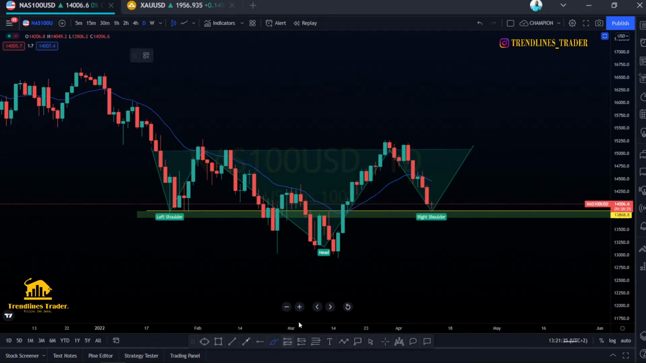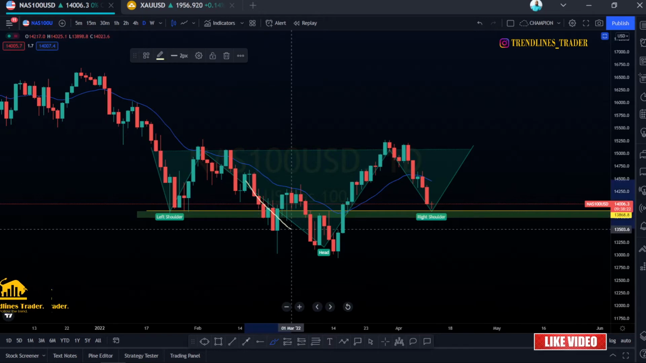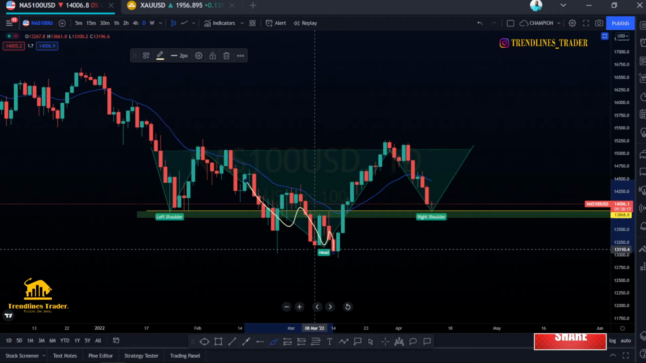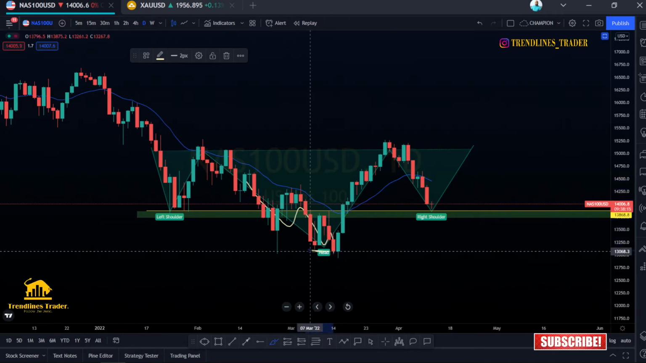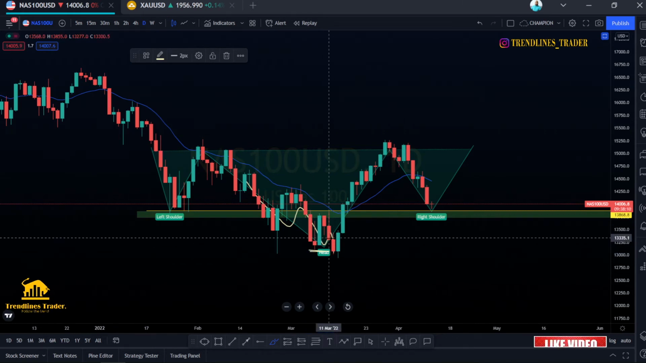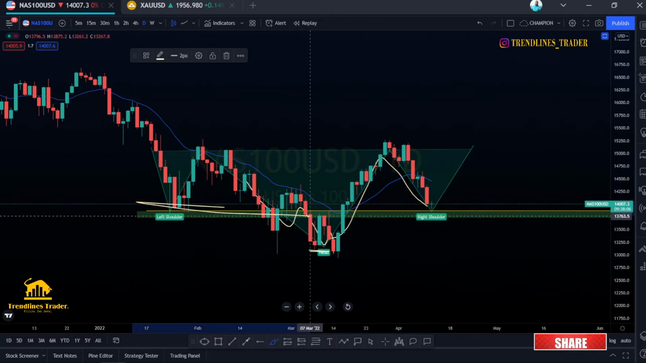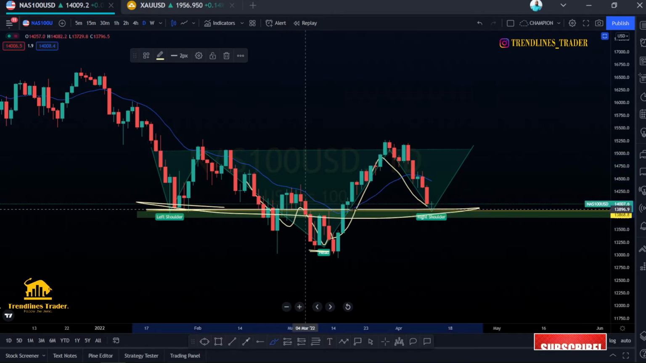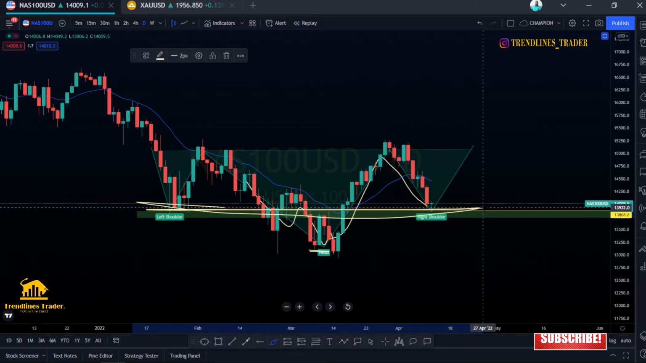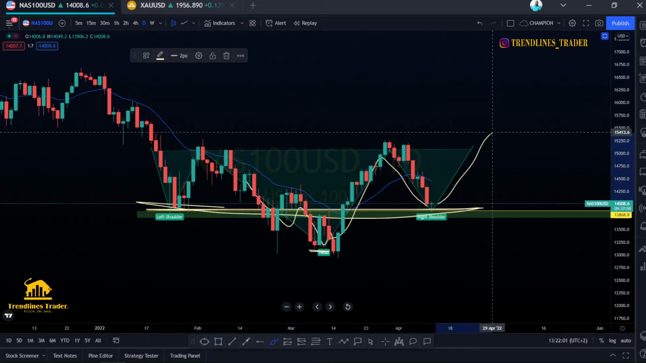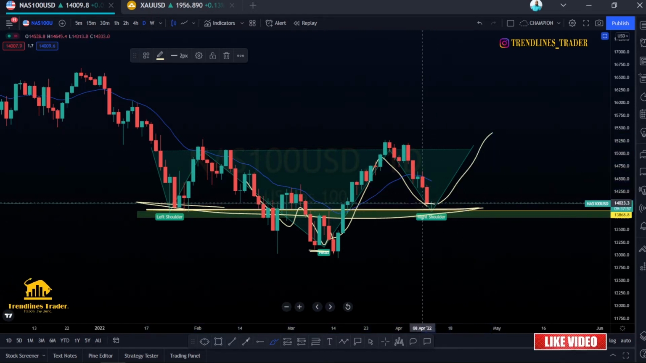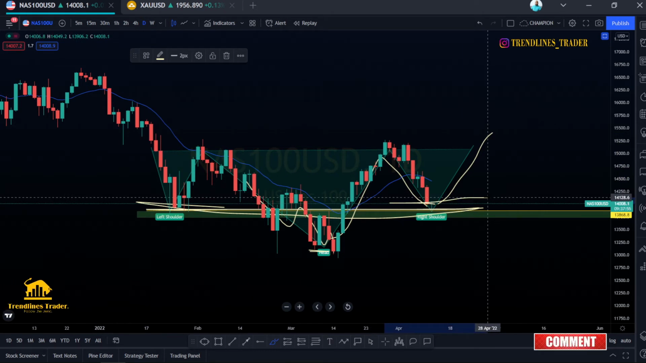Look at this. The price came in, pushed towards the downside, didn't manage to break or create a lower low, and now the price pushed towards the upside, came back to retest this level right here, this horizontal level, and now the price is about to push towards the upside if it respects this area. I hope this makes sense.